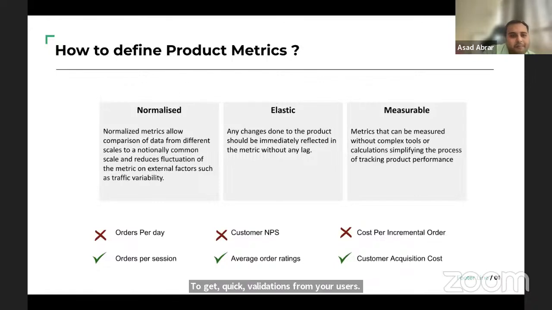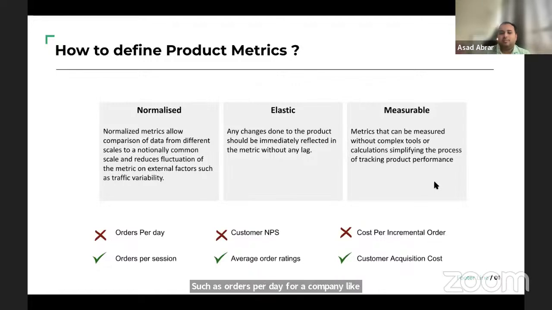Okay. So the next one is how do you define a metric? Typically there are three things that you should keep in mind. The first one is normalized. Let's take an example: a metric such as orders per day for a company like Swiggy.